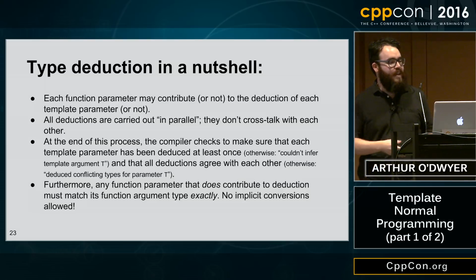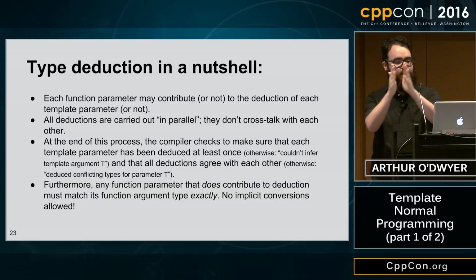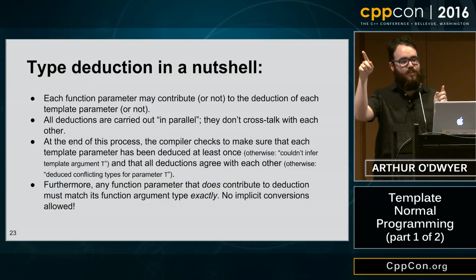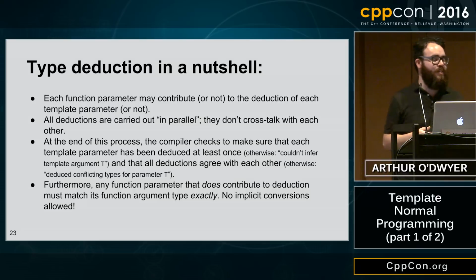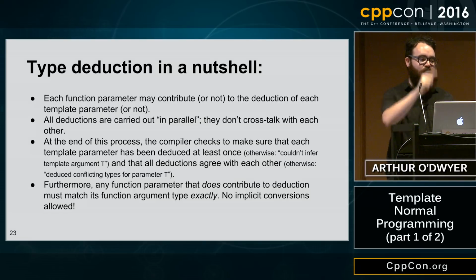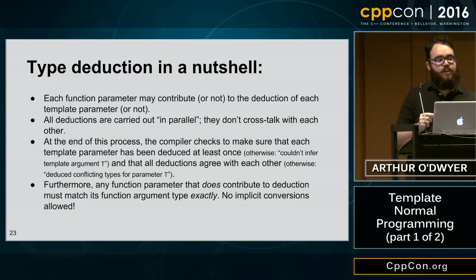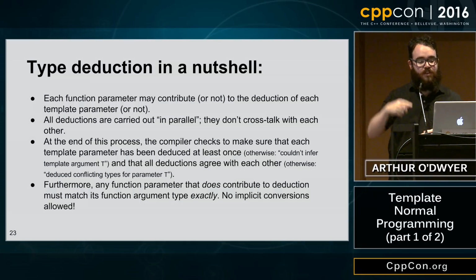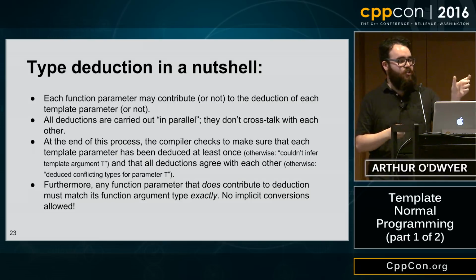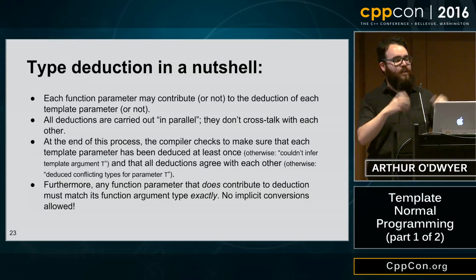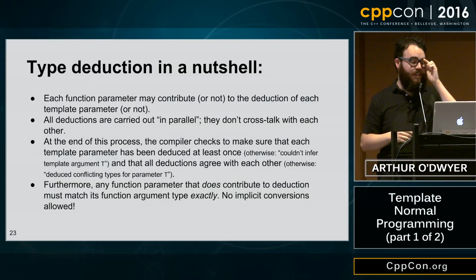First of all, each function parameter by itself can contribute to the deduction of each of the template parameters. Or it might not. It might not have anything to say about that template parameter. In our case, x is of type t, so it definitely contributes to the deduction of type t. And then if I had a second parameter, y, it would contribute to the deduction of whatever template parameters it was of. All of these deductions, the deductions for x and y and z, etc., are carried out in parallel. They don't really crosstalk with each other.